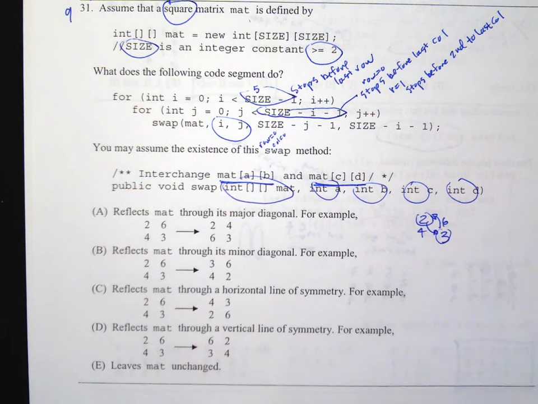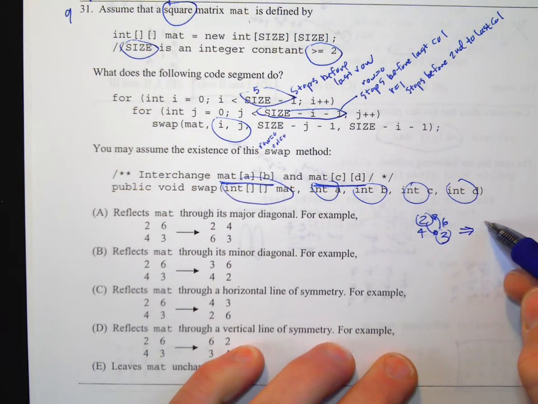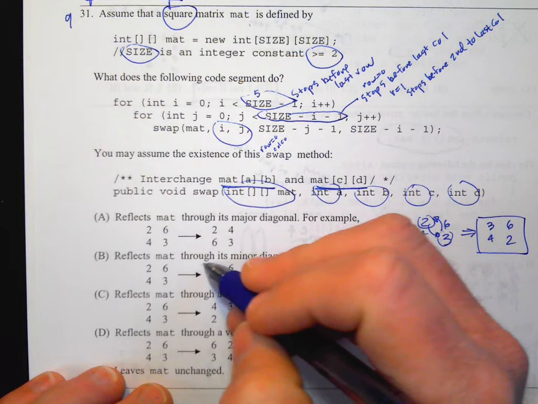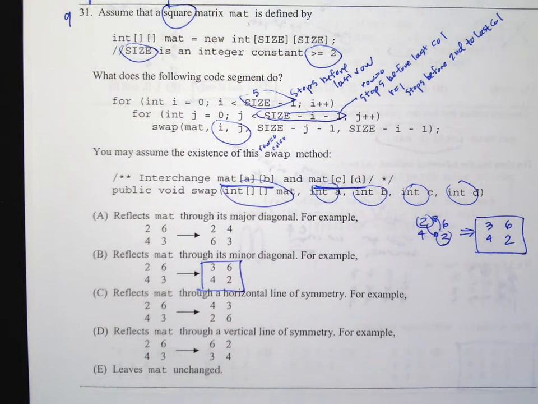And then I think that would be it. Now, a bigger one, I don't know. So do we see the one that's like that? So this would become the other values would stay the same. So this looks like the right one. So it gets reflected through its minor diagonal.